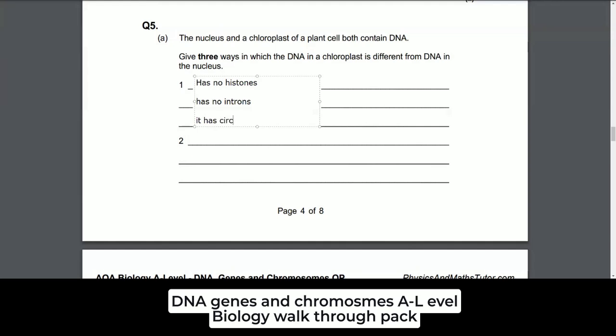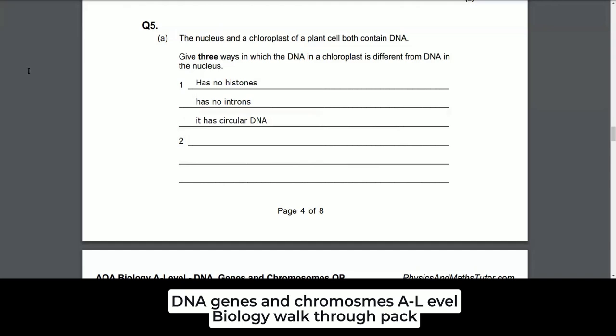It has circular DNA. So the chloroplast has its own circular DNA, even though the rest of the plant cell has linear DNA. The nucleus of the plant cell contains linear DNA. The chloroplast has circular DNA. That gives us a hint to its evolutionary past. So there we go. I've mentioned three things.